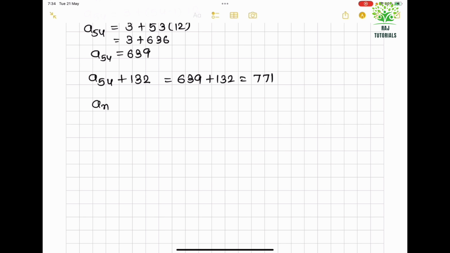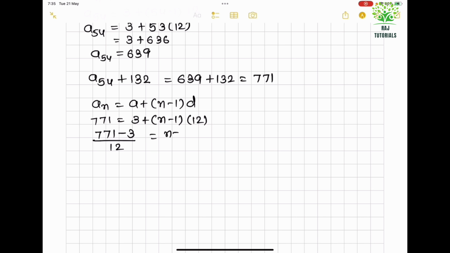Now he is asking which term this will be. So again the formula is an equals a plus (n minus 1)d. Now 771 equals 3 plus (n minus 1) into 12, where n I don't know and d was 12. So can I say (771 minus 3) upon 12 will be equal to n minus 1. So n minus 1 equals 53, so n equals 54.